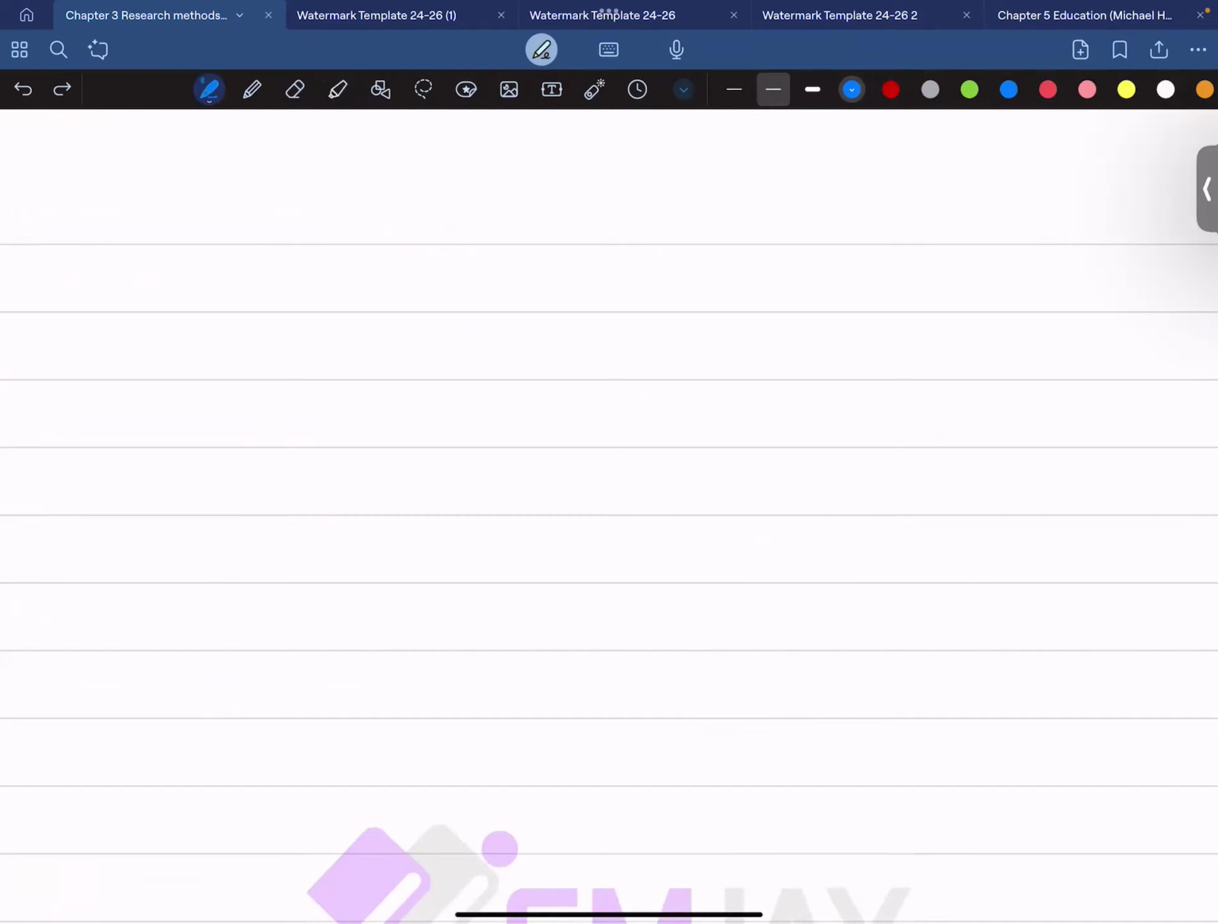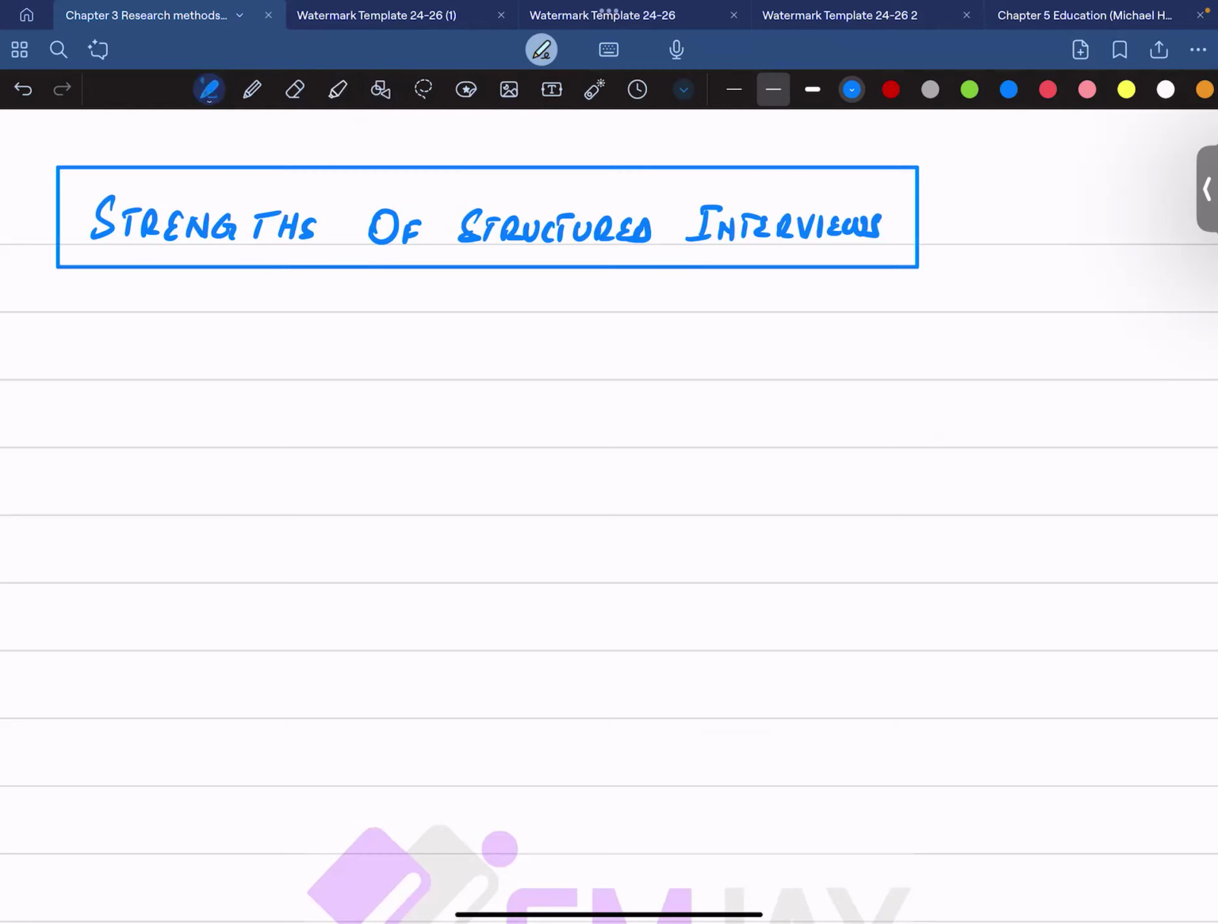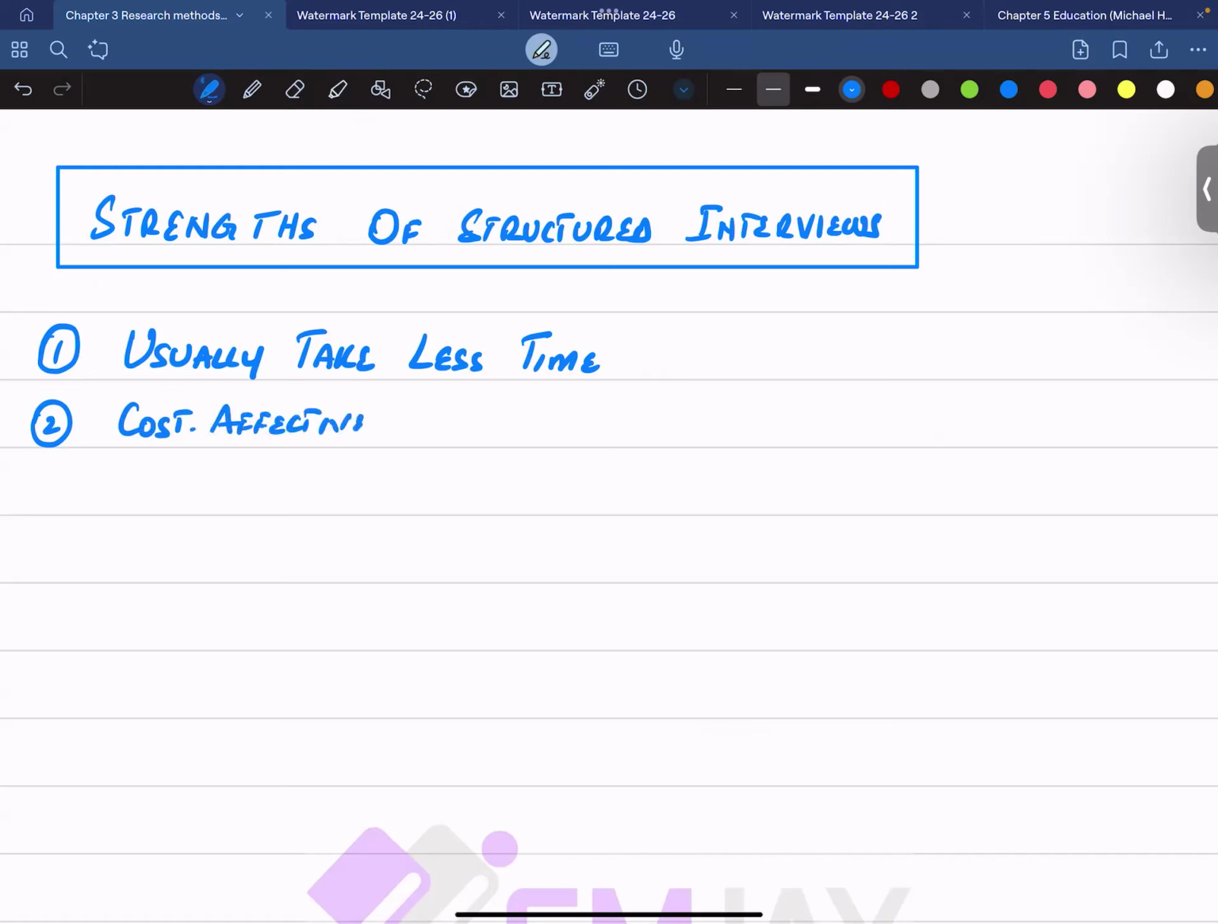Now, let's talk about the strengths of using structured interviews. To begin with, the first one could be less time required if you're comparing them with unstructured interviews, which of course require a lot more time. So they're usually conducted faster. Because they take less time, this could be a possible reason behind them being more cost effective. This could be cheaper.